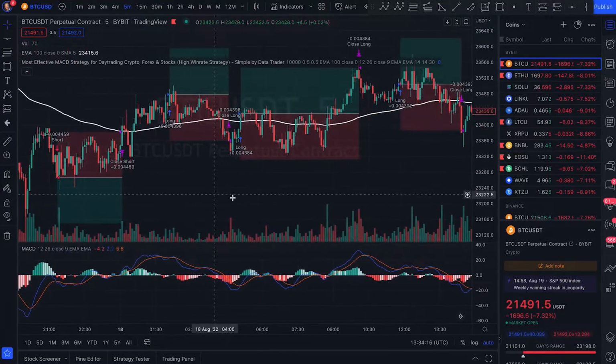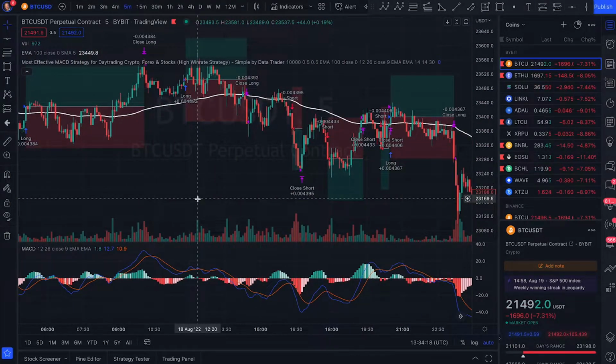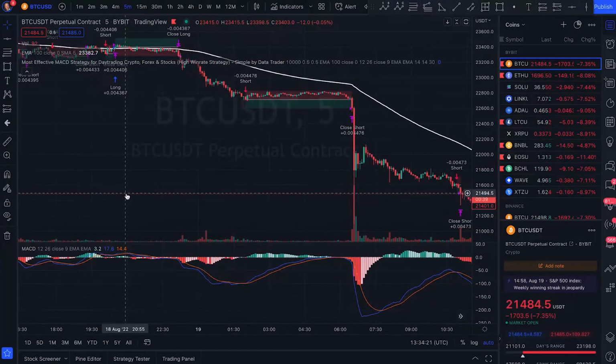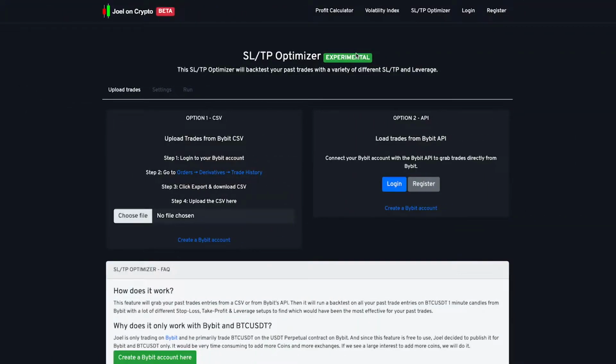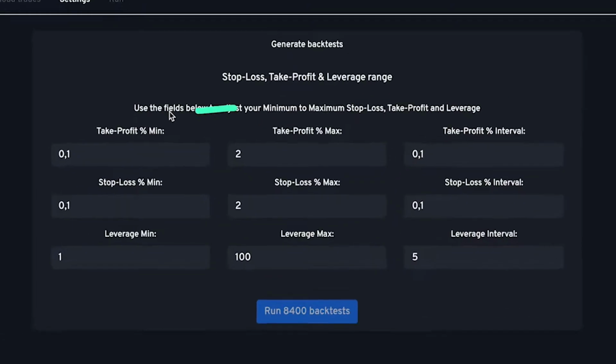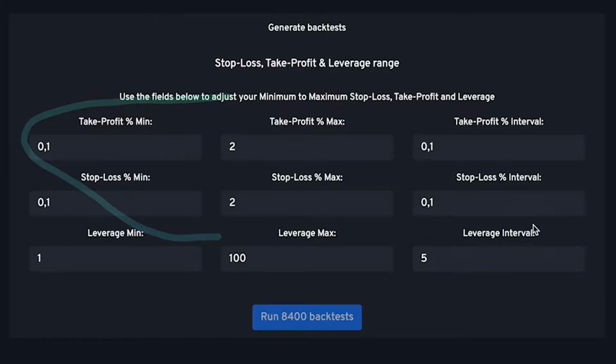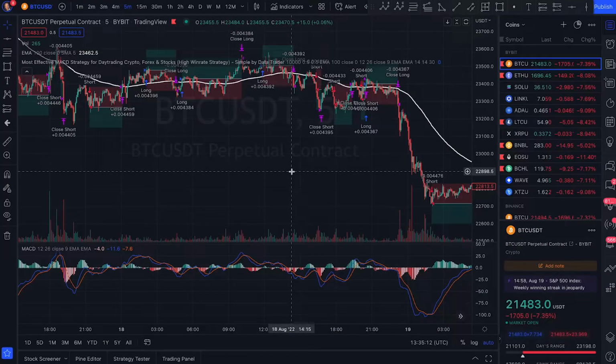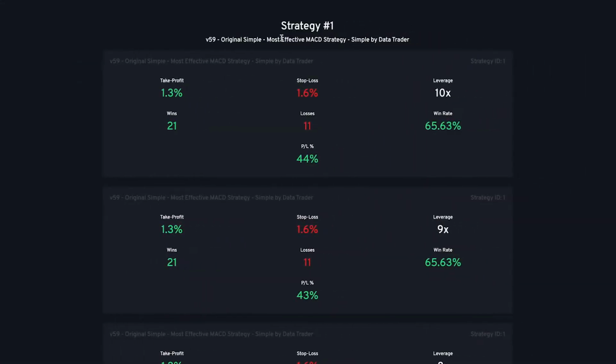And I also want to try a lot of different stop loss and take profit for this strategy to really see how much profit this strategy can make. So what I will do now, I will run this strategy in my SLTP optimizer to find the best take profit, the best stop loss, and the best leverage for this strategy based on the price history for Bitcoin. All right, so here we have the results.